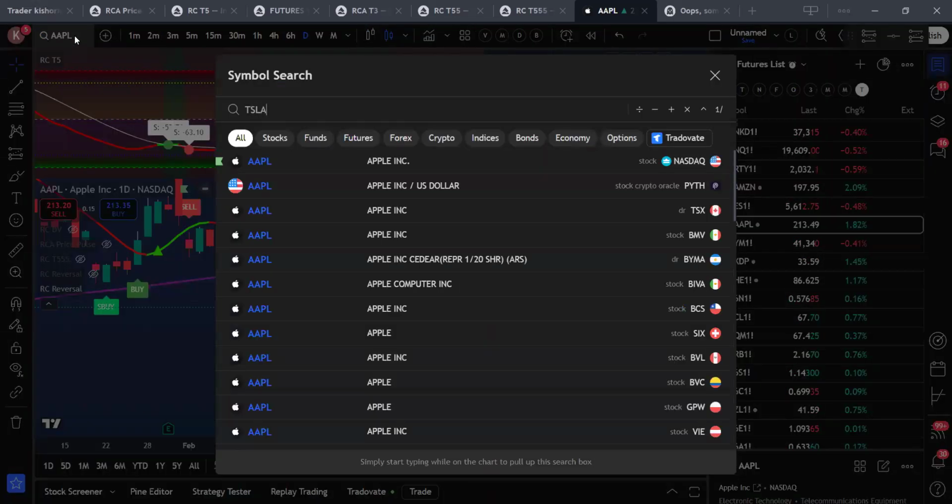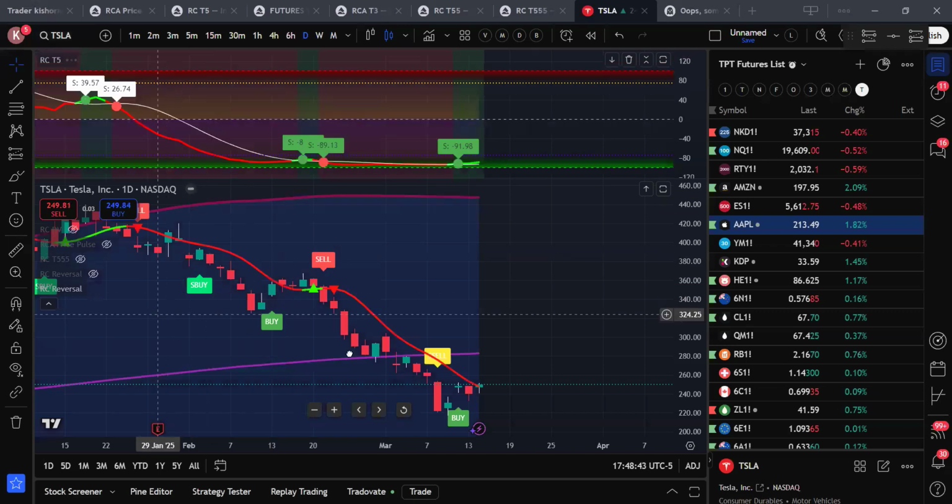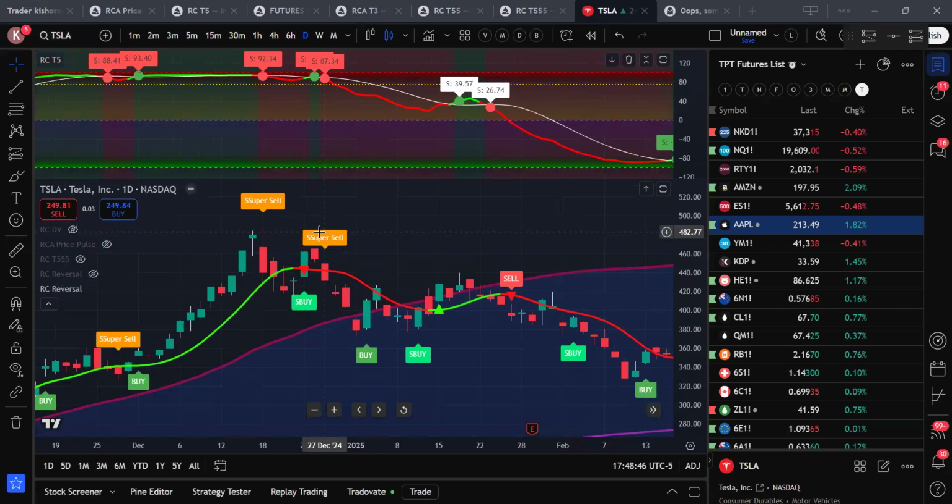Right? If you see Tesla, you got a super sell, right? Around 480, 500, $516, you got a super sell. Then it went right here also, it gave a proper confirmation that it is already at a top.